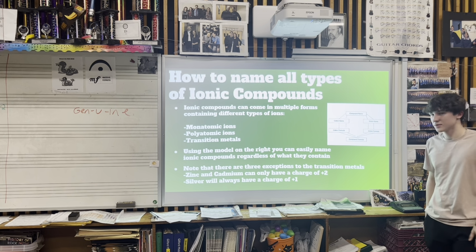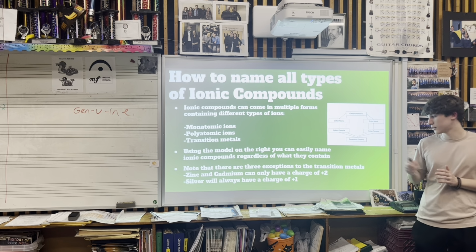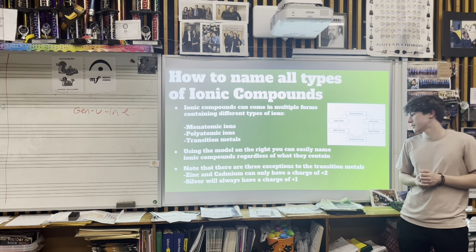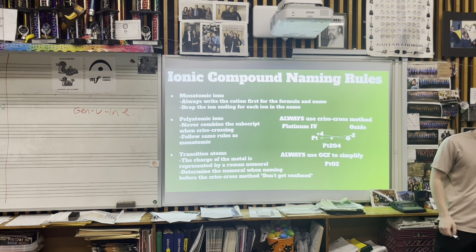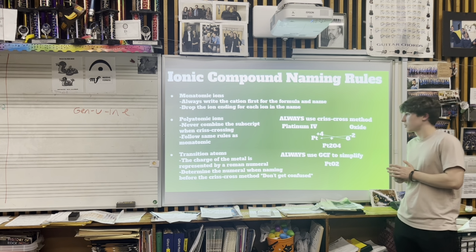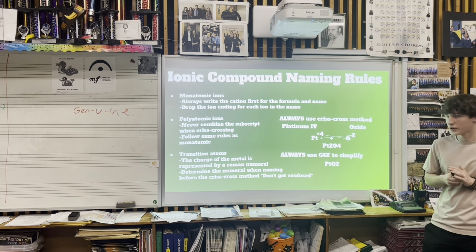Just note that there are 3 exceptions when you're doing a problem with transition metals. Zinc and cadmium will always have a charge of 2, so you don't need to write zinc 2 as a Roman numeral. And silver will always have a charge of +1. Some quick rules before I get into some problems.